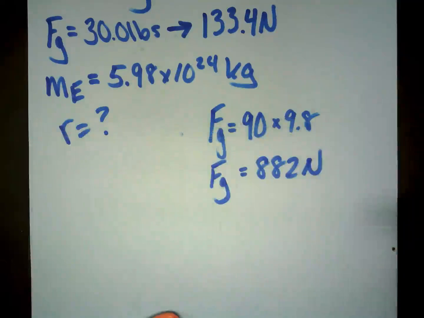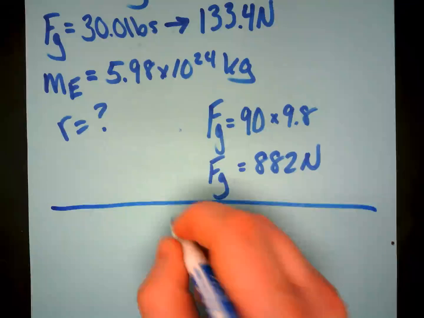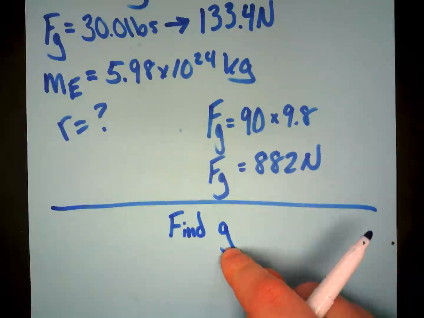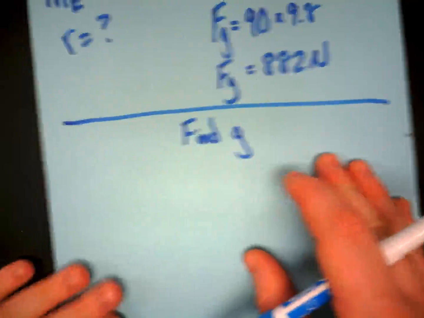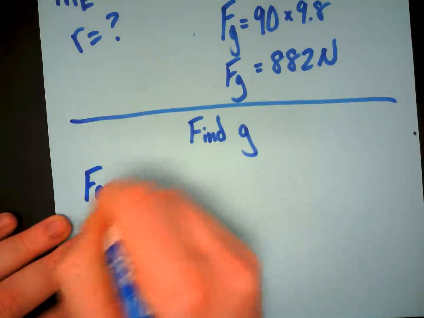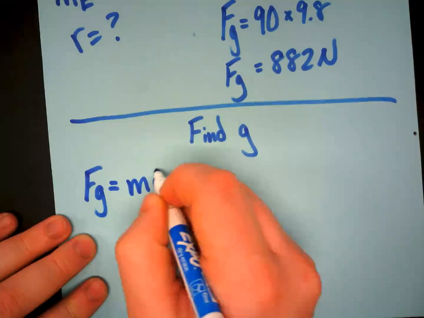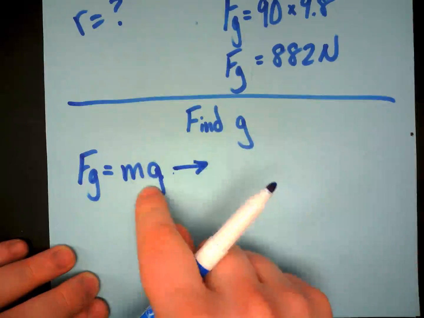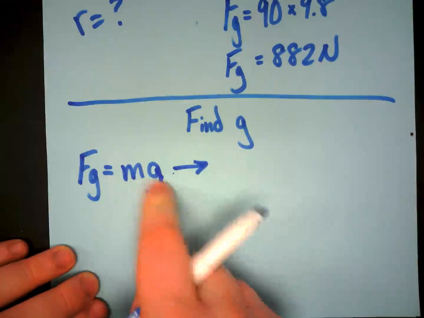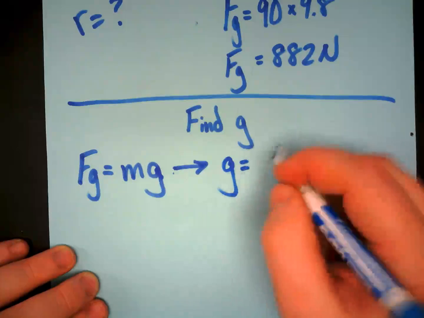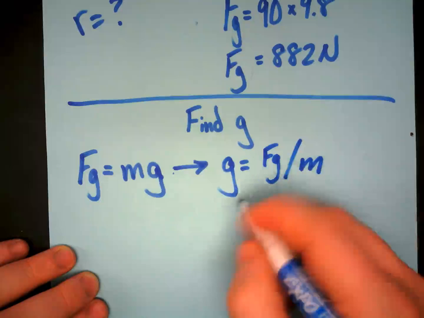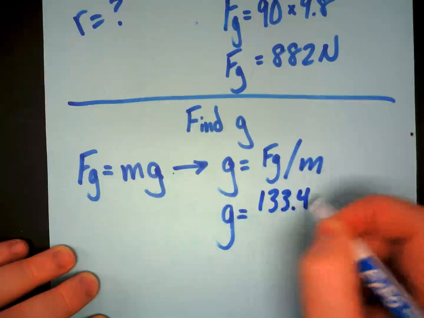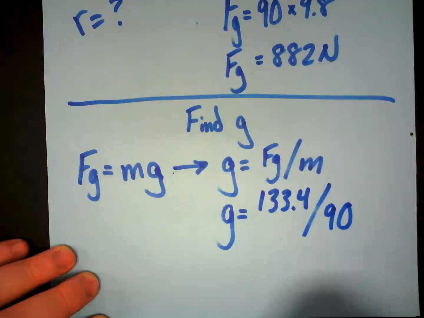So the first thing we need to do is find out what G is. What is G at the distance he's at? In order to do that, we're going to take this guy's F of G and set it equal to mg, m times g. Because we're looking for this G, and we've got this and this but we don't have this, G is equal to F of G divided by m. So it looks like it's going to be this 133.4 newtons divided by his 90 kilograms.